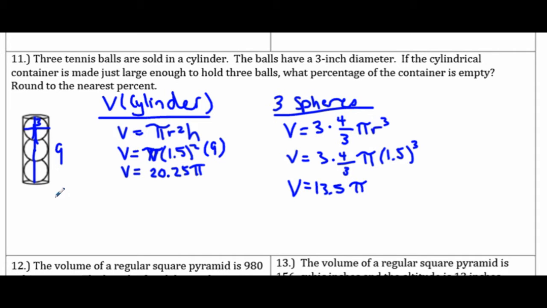All right, what's the percent? Part over whole again. Not the same thing as before. I lied. To get the whole, the whole thing is the cylinder, right? You don't have to add the spheres to it. They're already inside. The sphere's volume is already included within the cylinder. So the whole is 20.25 pi.